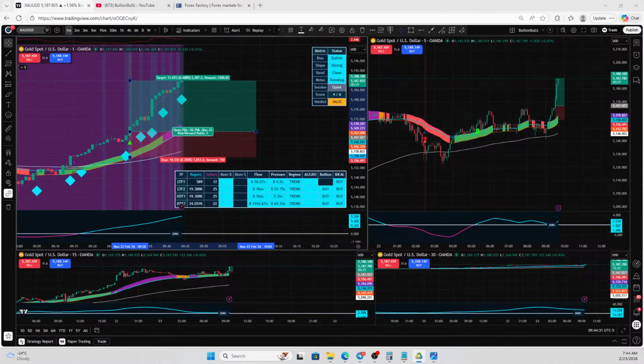Don't get me wrong, there are different types of trading methodologies, but you've got to rely on a methodology that aligns with your personality.